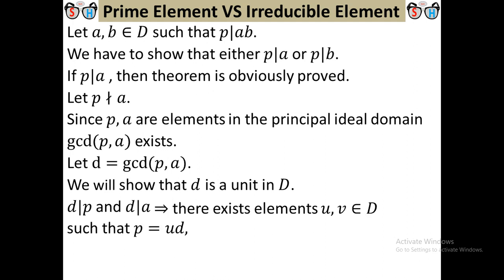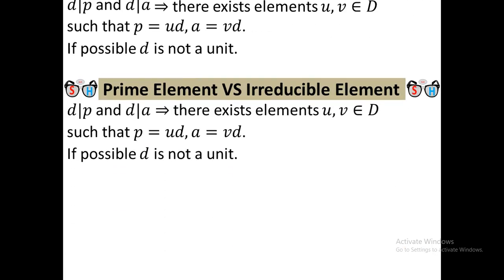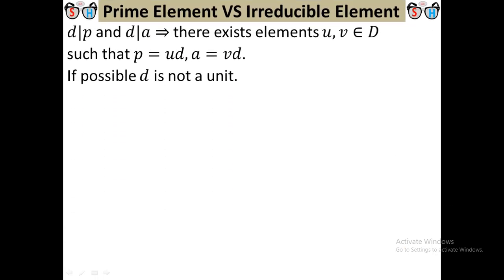Suppose the elements are U and V such that P equals D times something, that is UD, and A equals D times something, that is VD. Here VD and DU are not different because this is a principal ideal domain, that is, an integral domain, that is, it is commutative. So here P equals UD and A equals VD. If possible, D is not a unit. Actually our aim was to show D is a unit. So we prove it by contradiction. For that purpose, we consider D is not a unit in the integral domain or principal ideal domain.